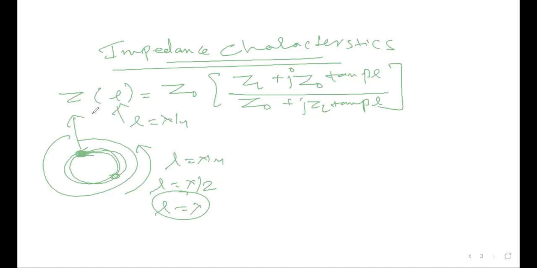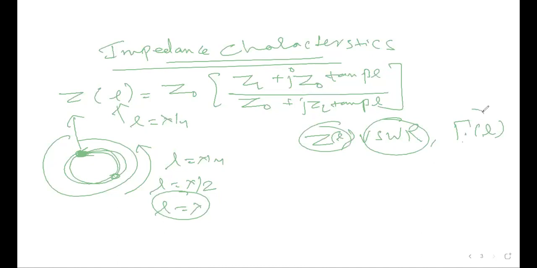So that is the beauty of the Smith chart. You just have to travel, and in traveling in the Smith chart for any particular length, I will get all the parameters. When I say all the parameters, I mean Z, VSWR, and gamma L, the reflection coefficient. So I can get my impedance at any point, I can get VSWR, and I can get the reflection coefficient from the Smith chart. We'll see that in the next module.